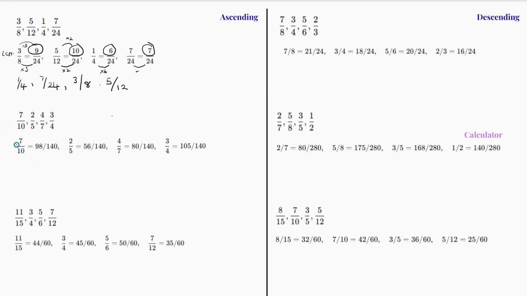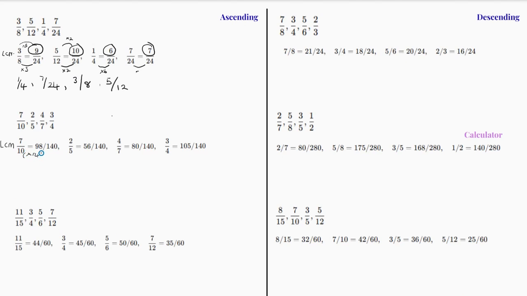So the next one, I found the lowest common multiple, which was 140. I did this by listing all my multiples, or you could use a calculator. Trial and error, really. So we have 98/140, 56/140, 80/140, and 105/140. I did exactly the same as I did up there. I timesed them out. What I did to the bottom, I did to the top. Just quickly as an example, because I don't need to go through all of that.